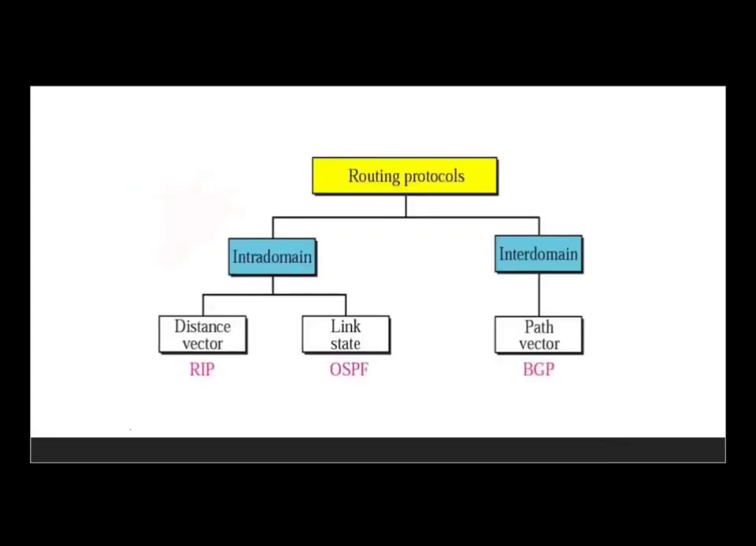So, what is a routing protocol? A protocol is nothing but a set of rules that is governed by an authority. There are two types of routing protocols, intradomain and interdomain. In intradomain, we have distance vector and link state. And in interdomain, we have path vector. RIP, Routing Information Protocol, is the implementation of a distance vector protocol, and OSPF, Open Shortest Path First, is the implementation of a link state protocol. BGP, Border Gateway Protocol, is the implementation of a path vector.